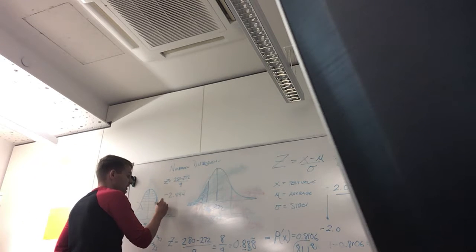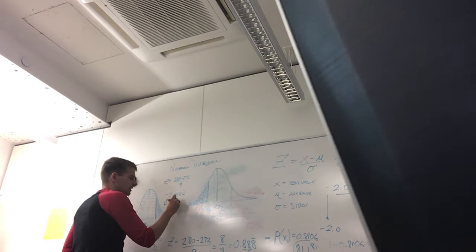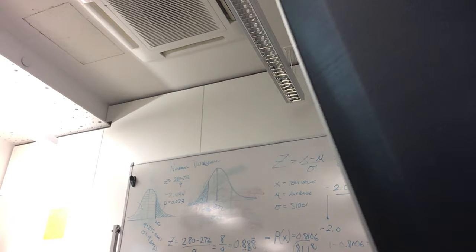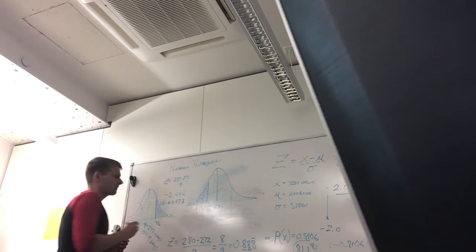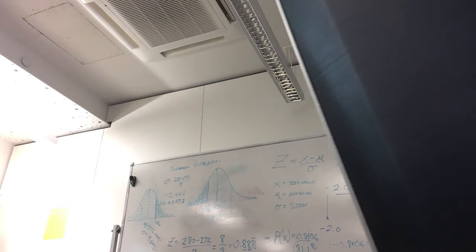So my corresponding P is 0.0073. Is that P of X or is that P? Oh, it's P of X, sorry. And that's a probability of less than the amount of days.